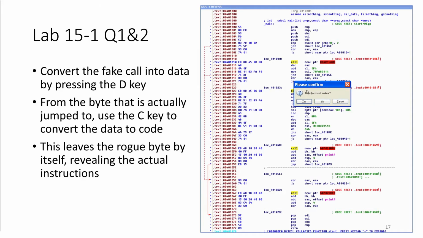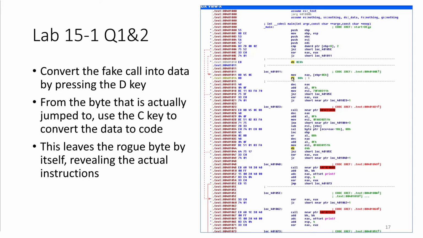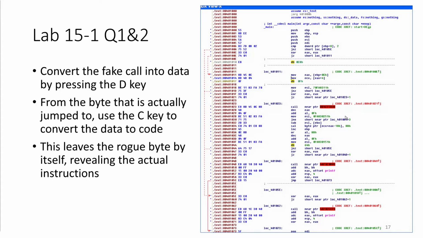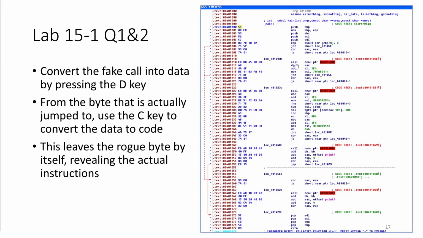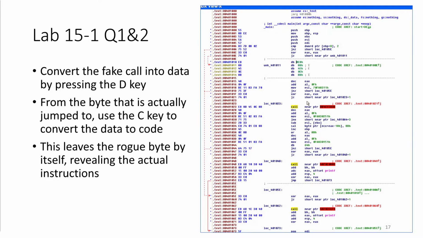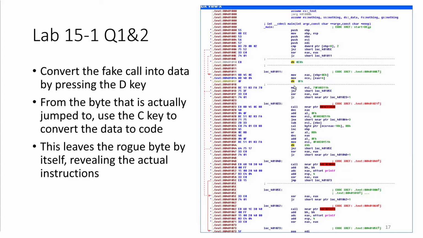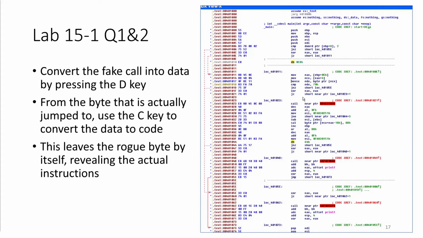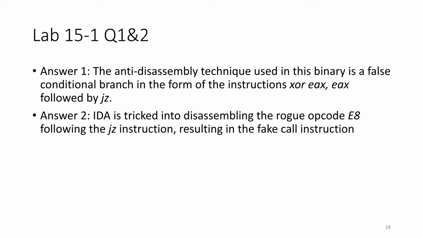After converting the target of the jump instruction to code, the real instruction that is jumped to is revealed. To do this, you want to convert the fake call into data by pressing the D key. Then from the byte that is actually jumped to, use the C key to convert the data to code. This leaves the rogue byte by itself, revealing the actual instructions. Note that the rest of the data needs to be converted to code as well, with the newly found offset between instructions.